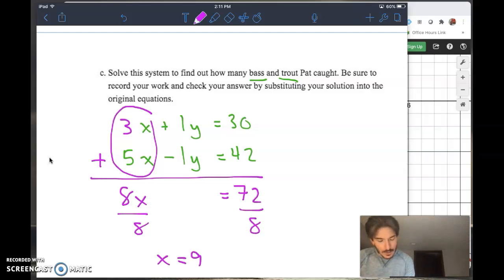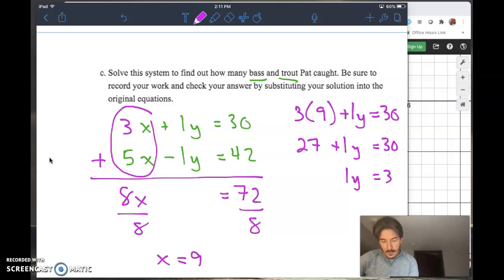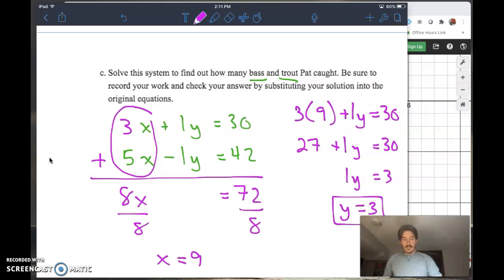And I can use either one of these scenarios. I'll use the top one. And I can solve for y. Right? Check it out. I just rewrote that without the x in there. 3 times 9 is 27 plus 1y, and that's equal to 30. And then I go ahead and subtract 27 from both sides, and I get 1y equals 3, which of course tells me y is 3. Okay? Now, it does say to check by plugging these into the original equations. And I promise if you take x and y and you plug them into both of the original equations, it is going to check. It will work 100%.